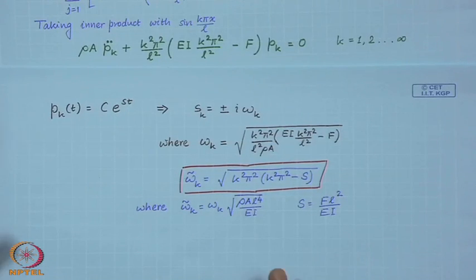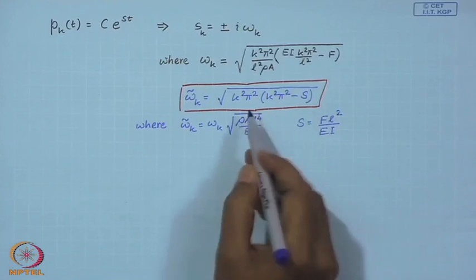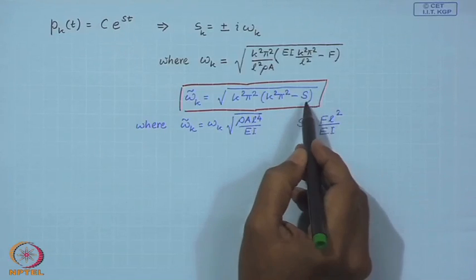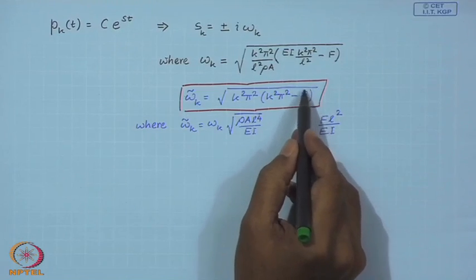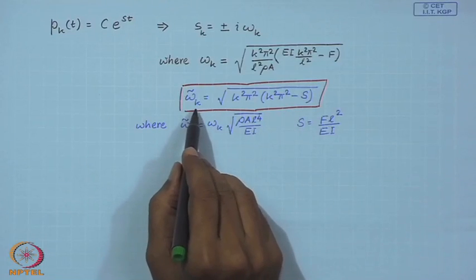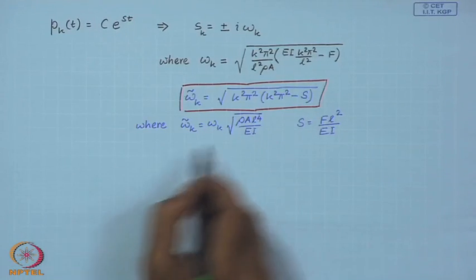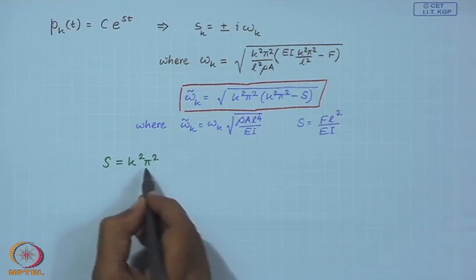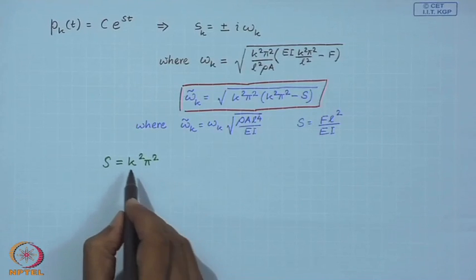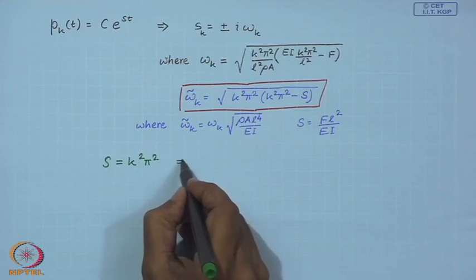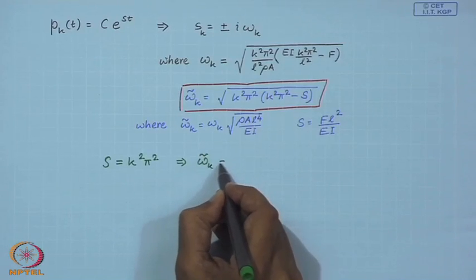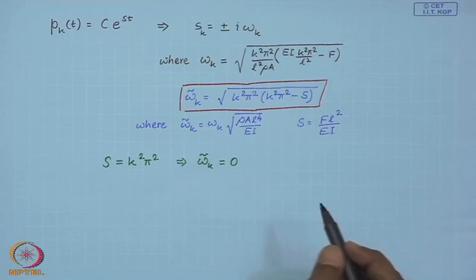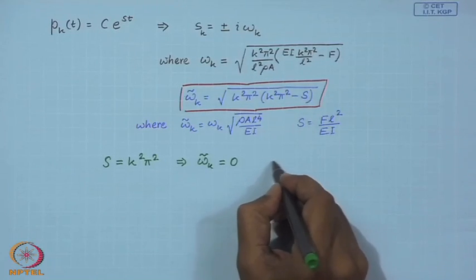Now, here this S represents the load, the axial force. So, there is a value of this axial force when omega k goes to 0. If S is k square pi square, then omega k tilde goes to 0, which means that the system loses stiffness.